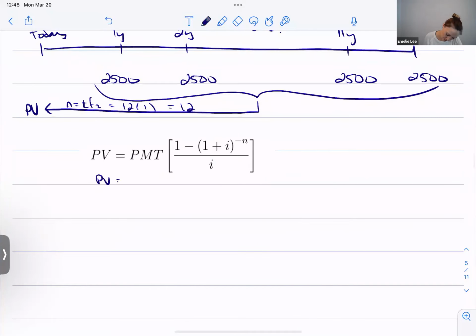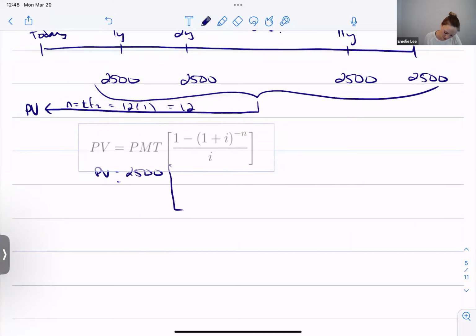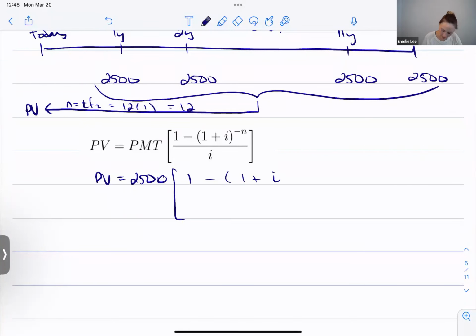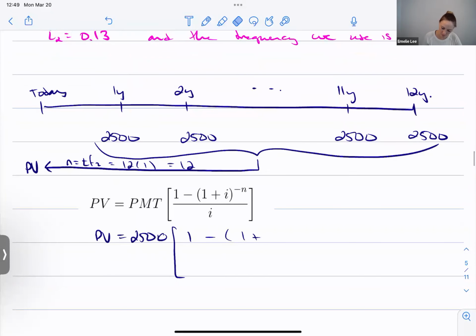So the present value is 2,500. Remember, it's the payment amount. 2,500 times 1 minus 1 plus I, which is I2, which is 0.13, to the negative n. So that's going to be really important because that's what brings things backwards. So negative 12 divided by 0.13.